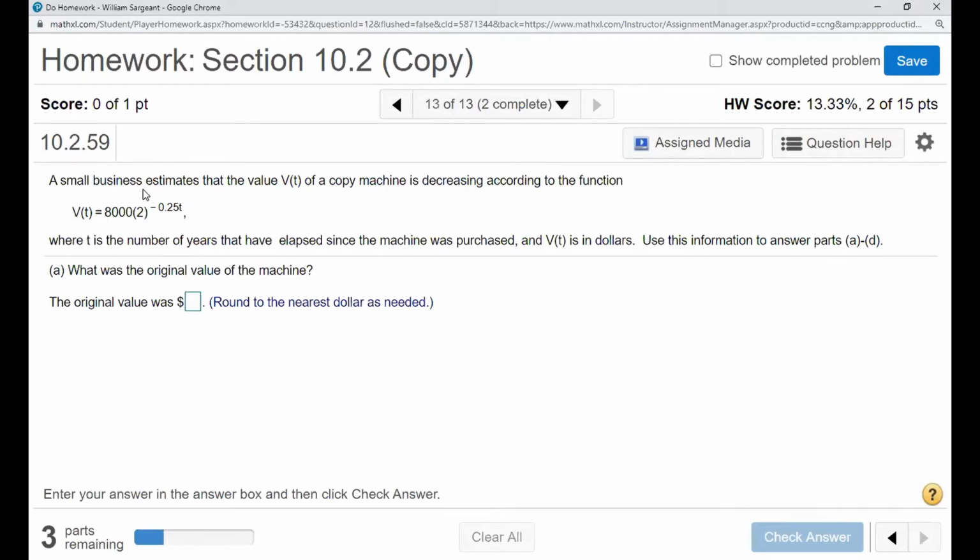Here we have an item at a business depreciating or decreasing in value according to this function. V is the value, T is the time in years.